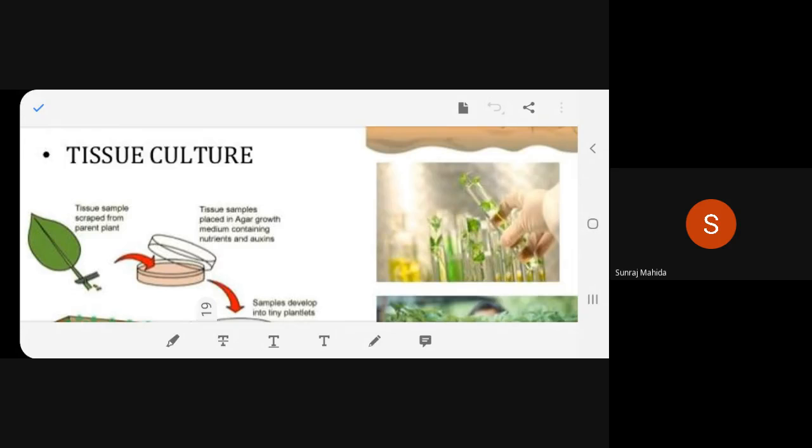The last one is tissue culture. We take any part, it could be stem, it could be leaf, it could be root, a little piece of cells. So we take a little piece of tissue from the leaf or any part of the plant body and we allow it to grow and what do we get? We get like this.